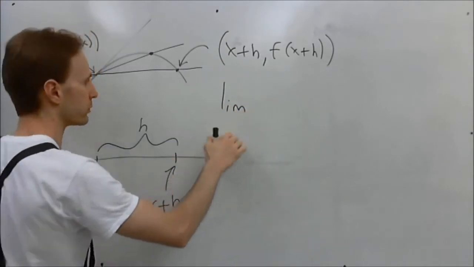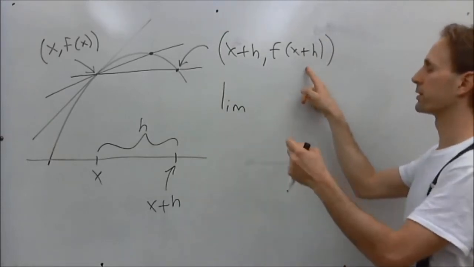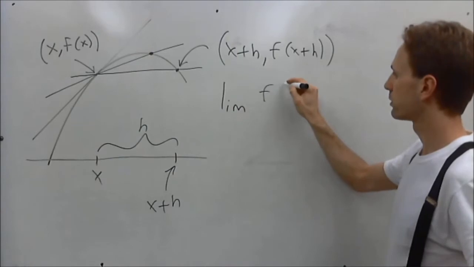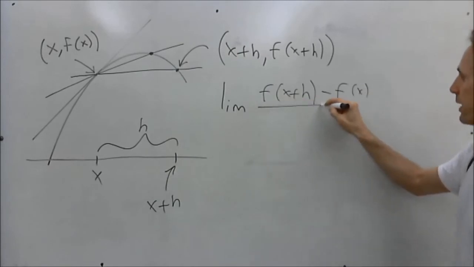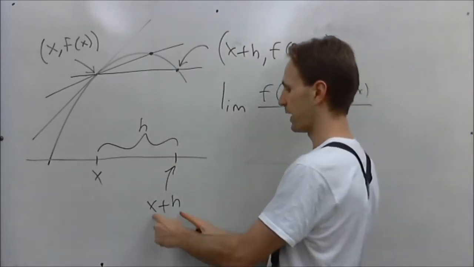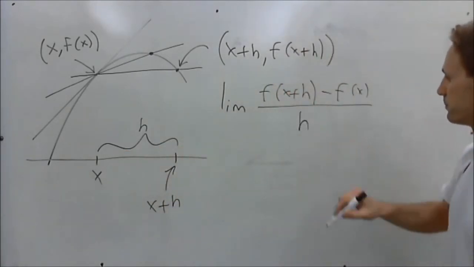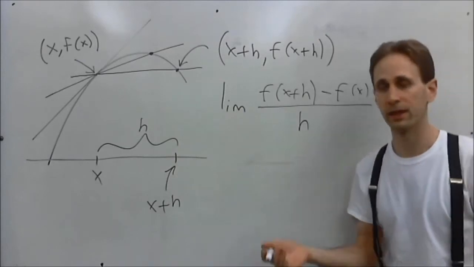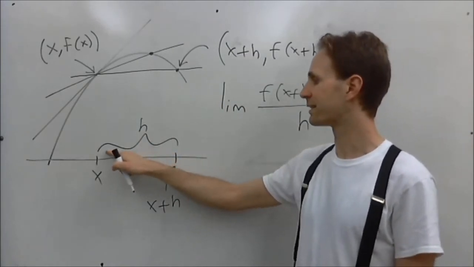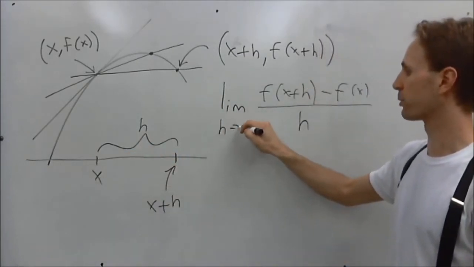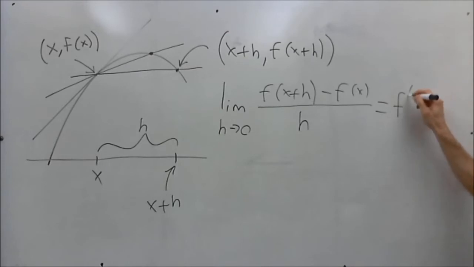I'm going to hold off on the limit for a second and say, now the change in y is not f of a minus f of x, but f of x plus h minus f of x, divided by the change in x, which is now x plus h minus x, just this distance h. And to get the derivative, the slope of the line tangent to the curve at x, we take h and we shrink it to zero. So the limit as h approaches zero of such an expression is an alternative definition for f prime of x.